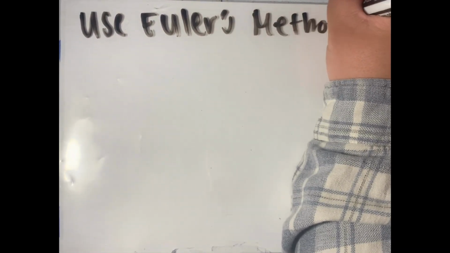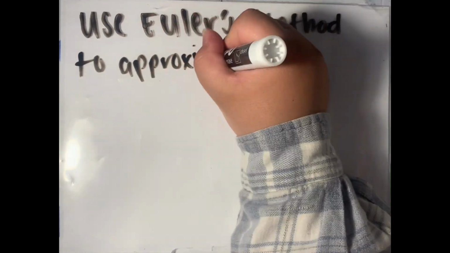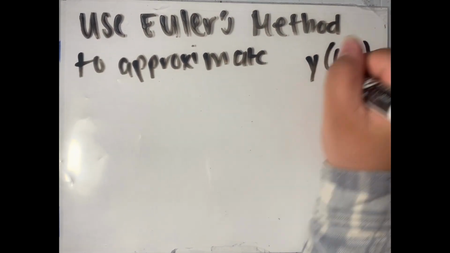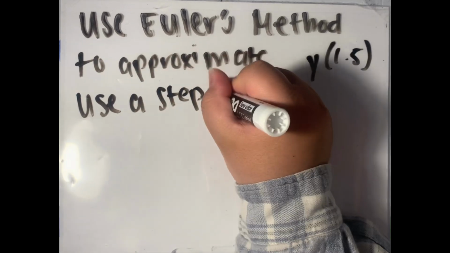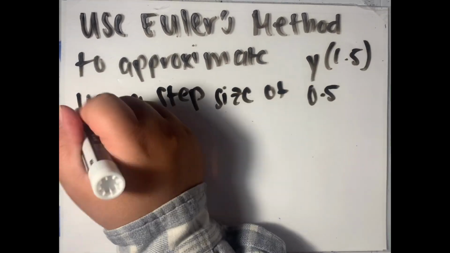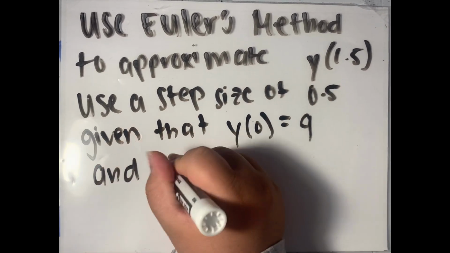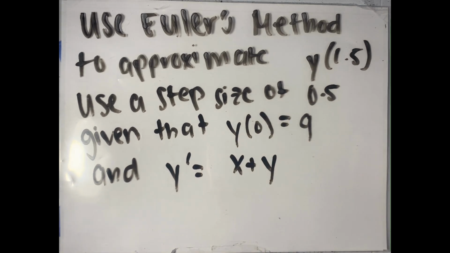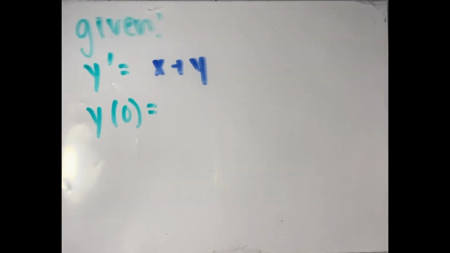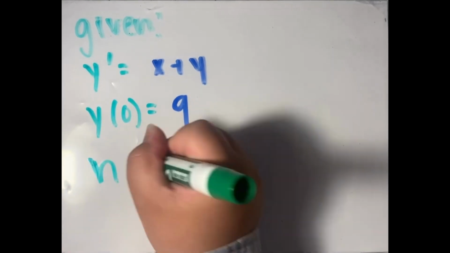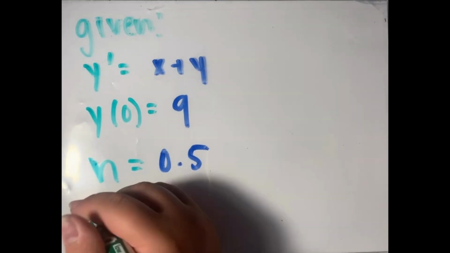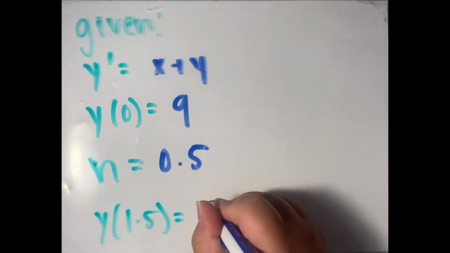Now let's try solving a problem. Use Euler's method to approximate y of 1.5. Use a step size of 0.5, given that y of 0 is equal to 9 and y prime is x plus y. This gives us y prime, which is equal to x plus y, y of 0, which is equal to 9, h, which is equal to 0.5, and what we're looking for, which is the approximation of y of 1.5.